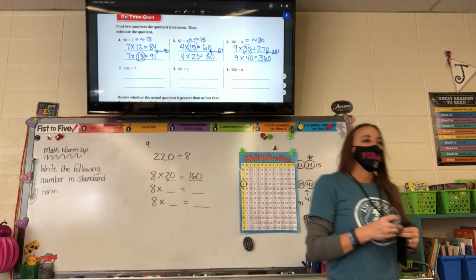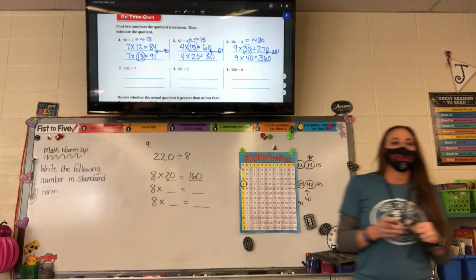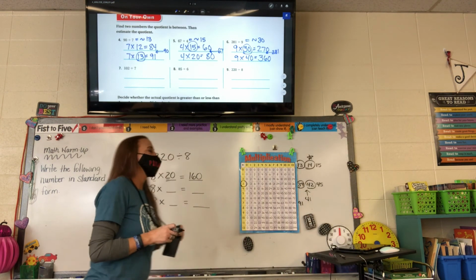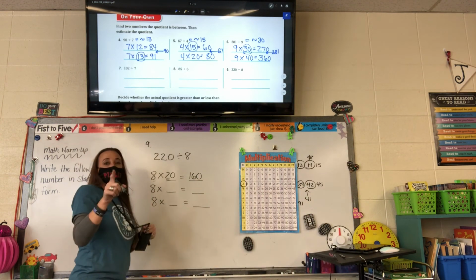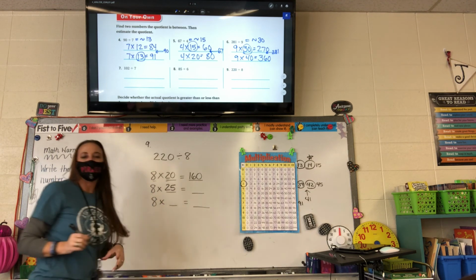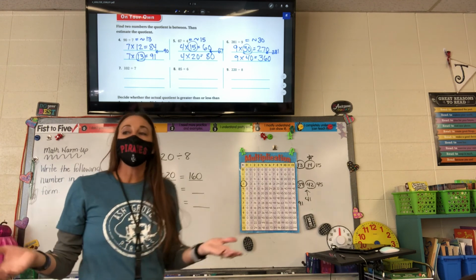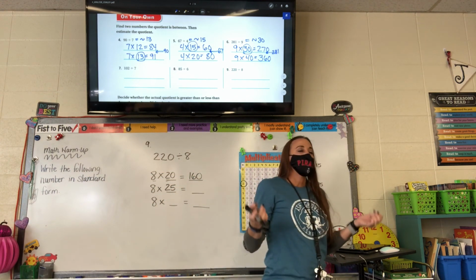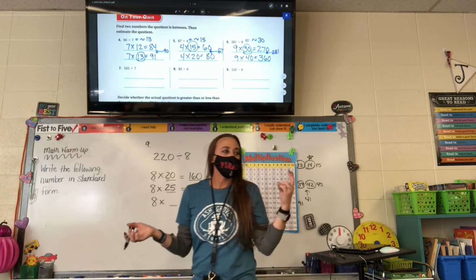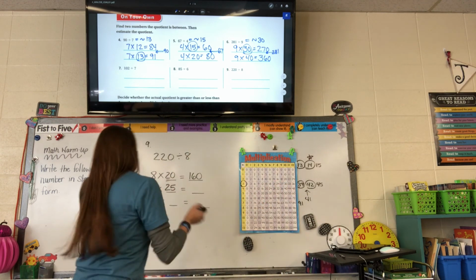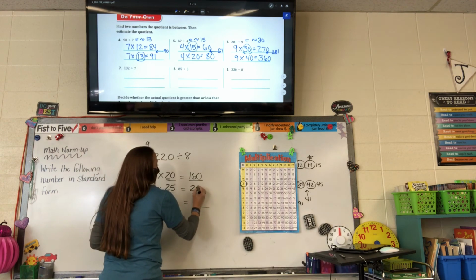What number do I love besides numbers with zeros behind them? Ethan? You love 25, so I'm going to say 25 first. 8 times 25. I do love 25s. If you have 8 quarters, how much money do you have? $2, which is how many cents? 200 cents. 8 times 25 is 200.